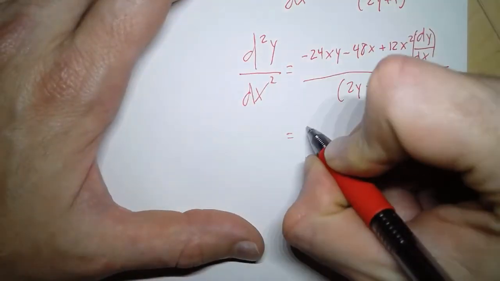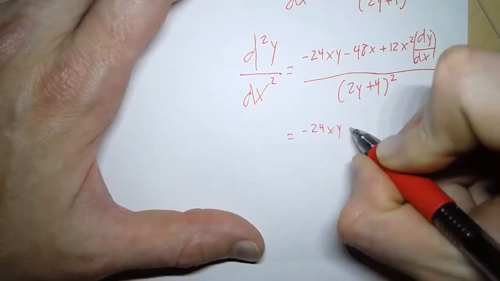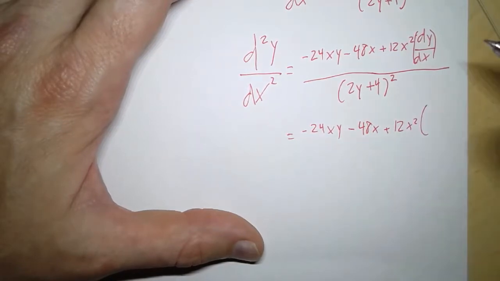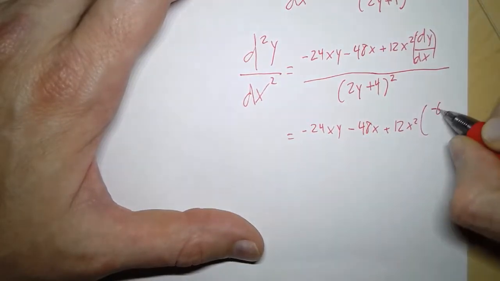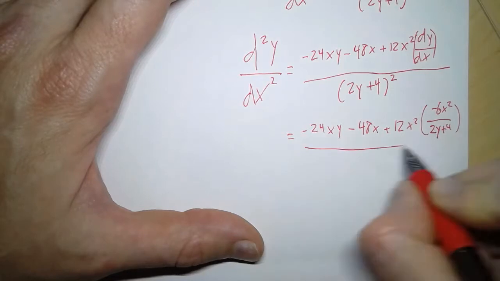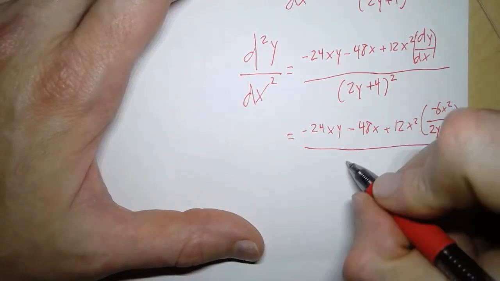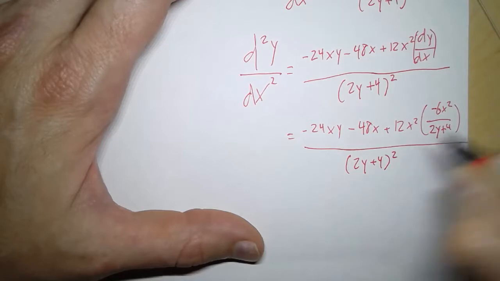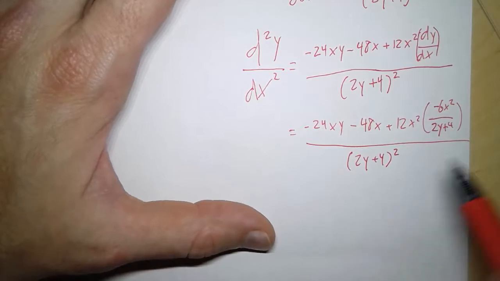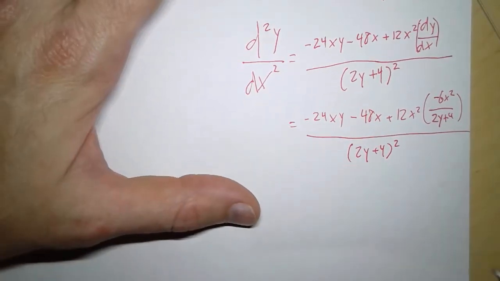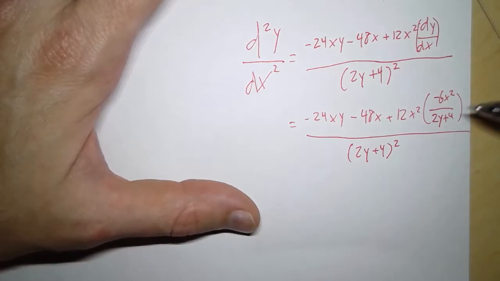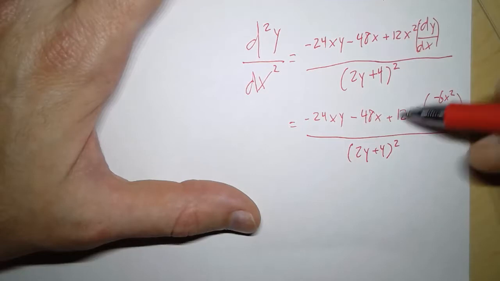So negative 24xy minus 48x plus 12x squared, and we replace dy dx with negative 6x squared over 2y plus 4, all over 2y plus 4 squared. Now, at this point, we just have to simplify this fraction because it's a little awkward to have a fraction within a fraction. So what we do is we multiply the top and the bottom by 2y plus 4. Why? Because that will clear the denominator from this term right here.